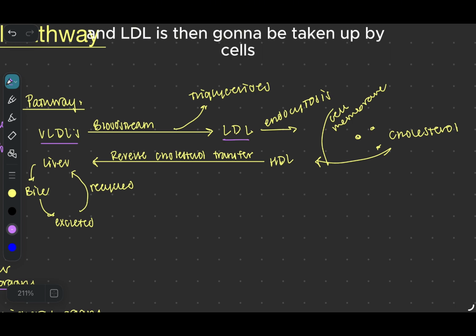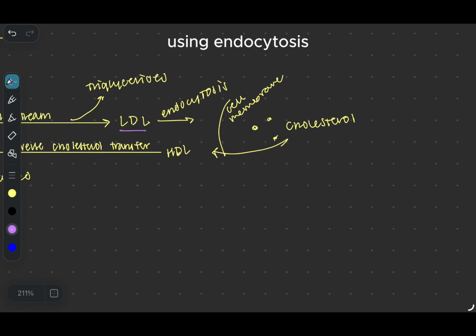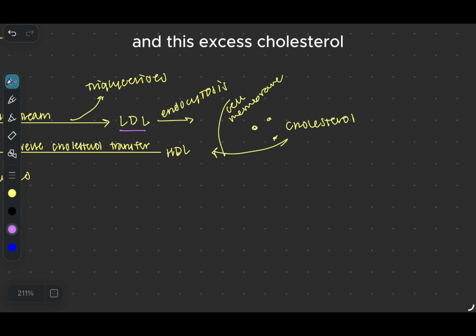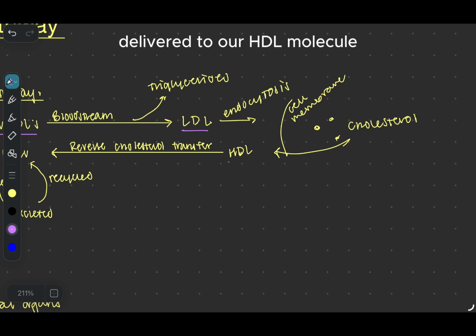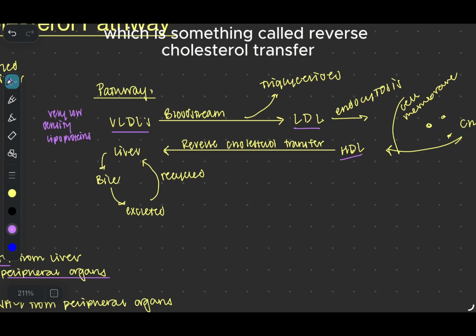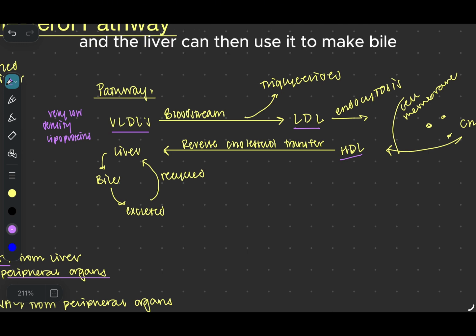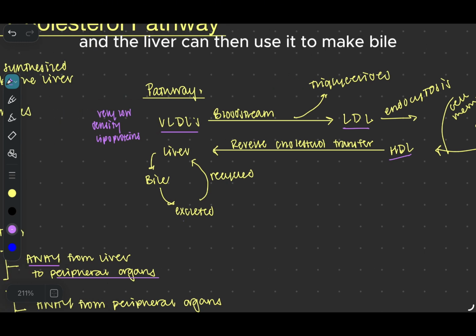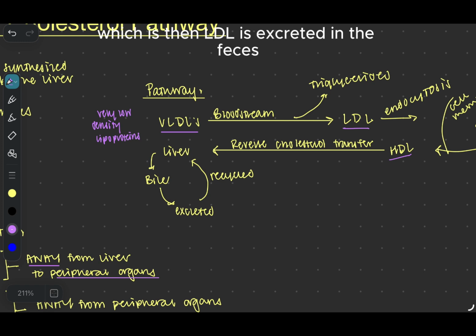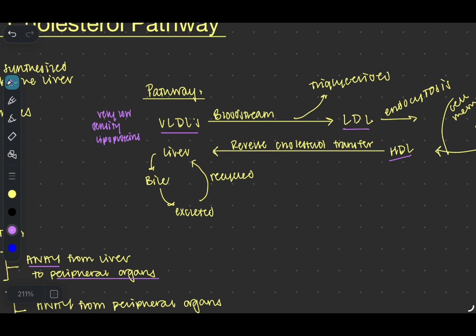LDL is then taken up by cells using endocytosis, where cholesterol can then be used inside of the cell. This excess cholesterol is exported from the cells and delivered to our HDL molecule to return back to the liver, which is called reverse cholesterol transport. The liver can then use it to make bile, which is used for the breakdown of fats, and is then excreted in the feces, or it can be recycled.